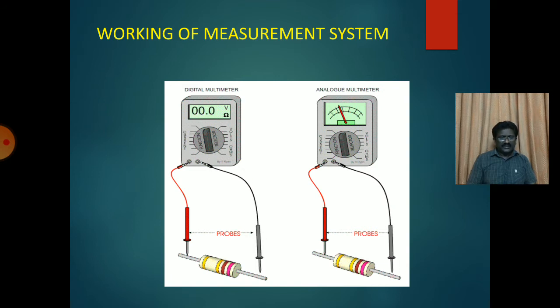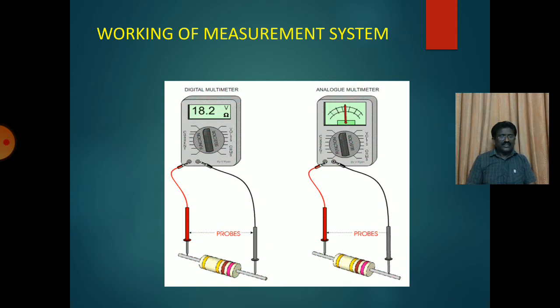So here I am taking the measurand as resistance, but in that resistor, some voltage is passing through. Now I want to measure the voltage passing through the resistor. So here the probes will act as a transducer. Now we are connecting the transducer between the measurand and the electronic system.